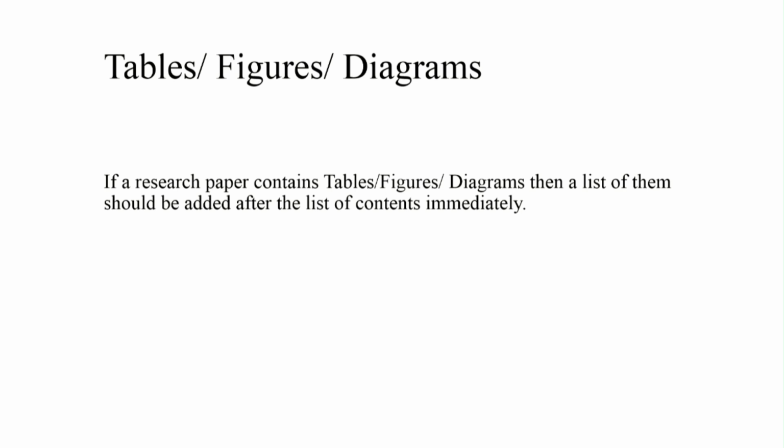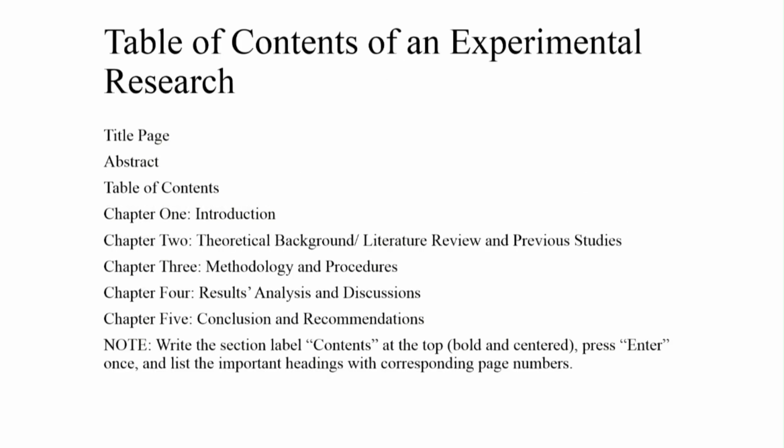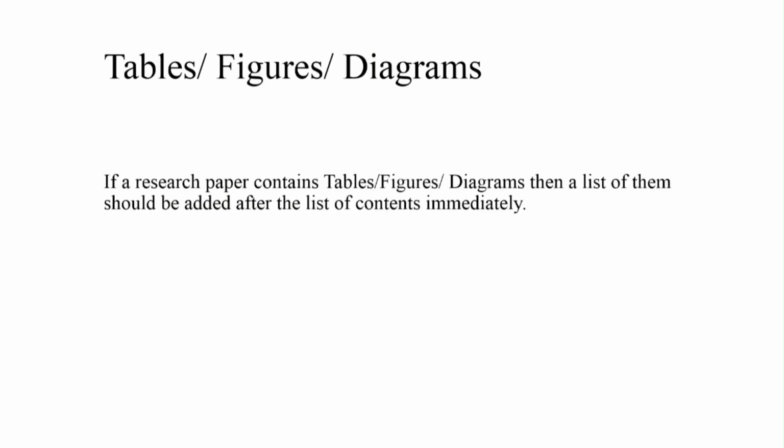We have also the tables, the figures, the diagrams. If your research paper includes any diagrams, figures, or tables, then you have to list them immediately after the list of contents. This means that if we go back to the previous slide, you can tell the table of contents, which is the third item, is followed by the tables or figures and diagrams. This is only if your research paper includes one of these figures or tables.